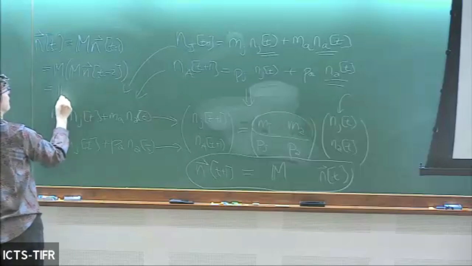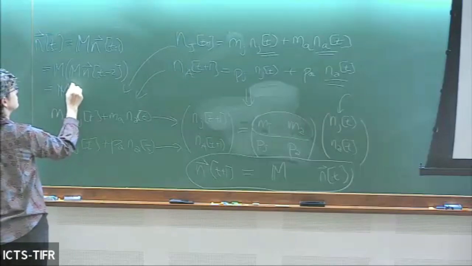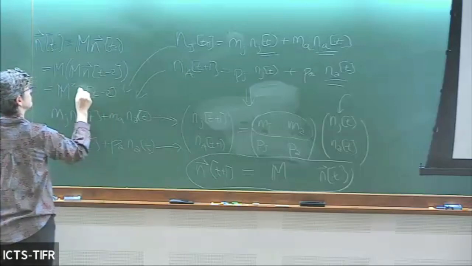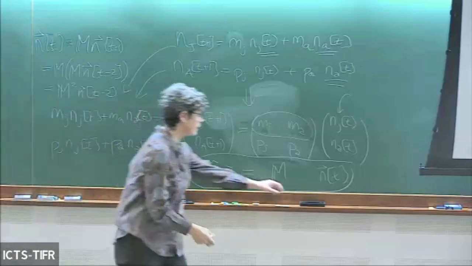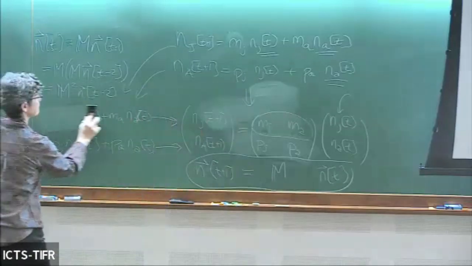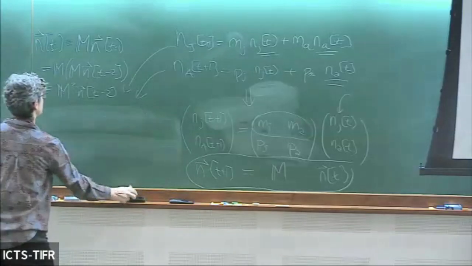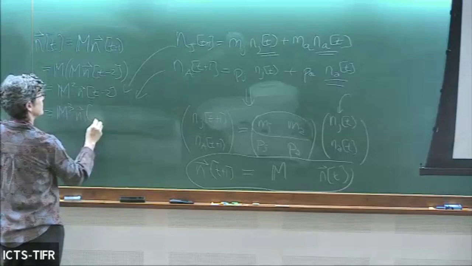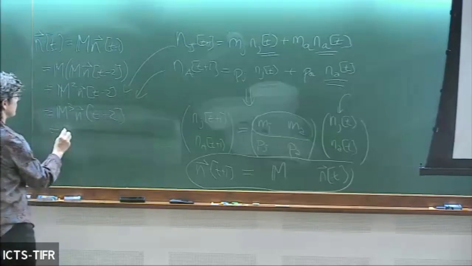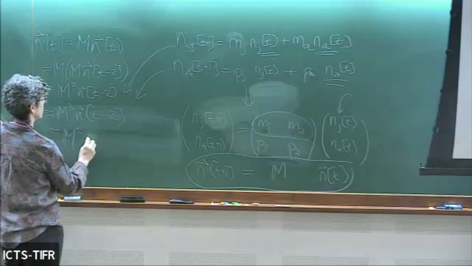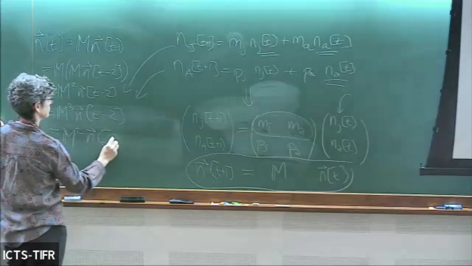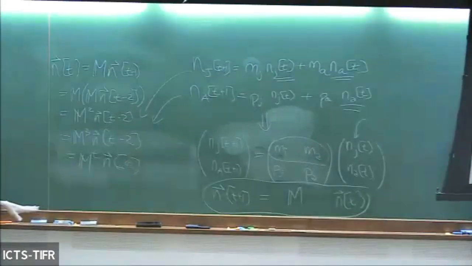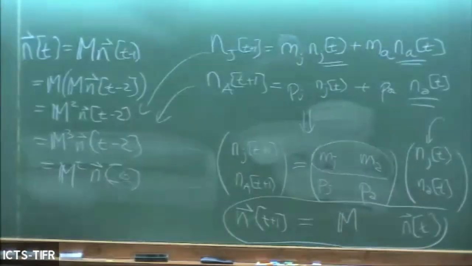And then I can repeat that. So that would be M squared n_{t-2}. And I can repeat that back a step. Get M cubed, and just repeat as many times as I want, just solving this model back to some original time that we were interested in. So this looks good. That's the solution to the model.